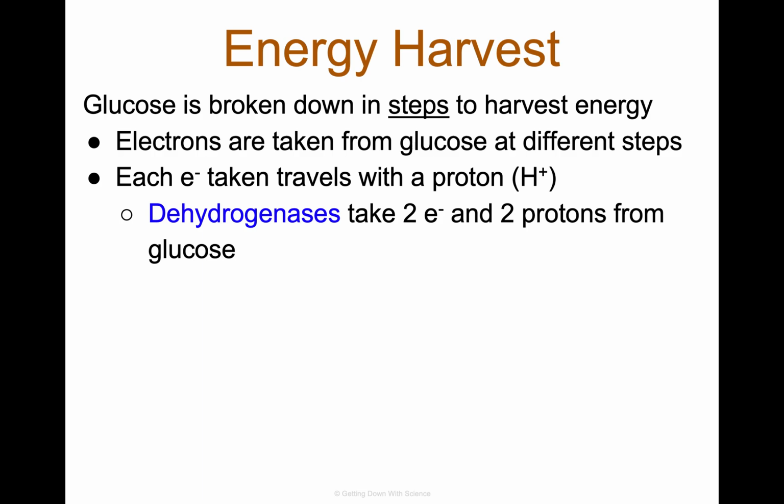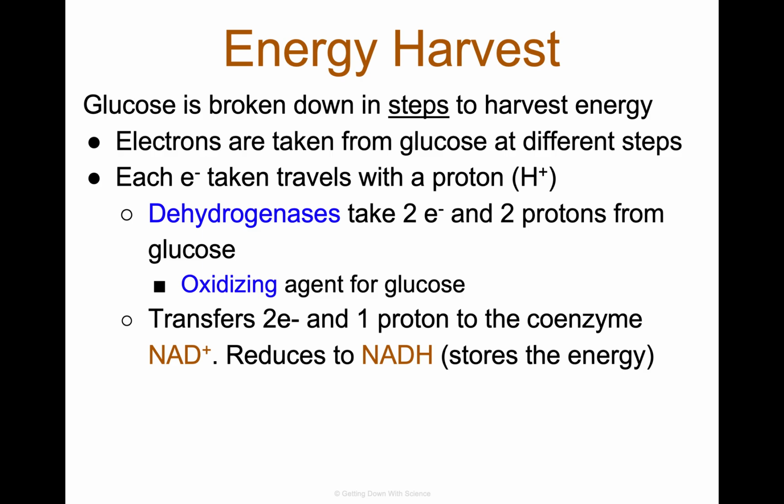Dehydrogenases, with the -ase, you can see it's an enzyme. This enzyme takes 2 electrons and 2 protons from glucose. Whenever something takes an electron, like an enzyme over here, we call it an oxidizing agent. So dehydrogenases are oxidizing agents for glucose, and they transfer these electrons and 1 proton to a coenzyme. Remember, a coenzyme is a molecule that helps another enzyme. It is an organic compound.